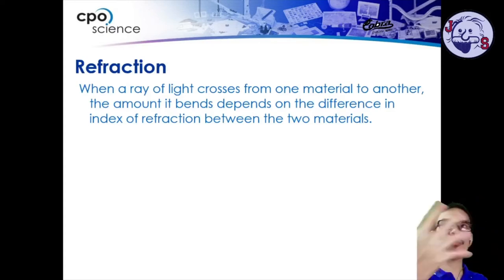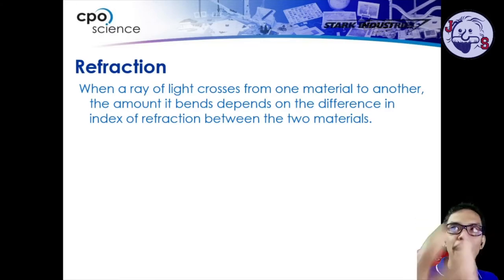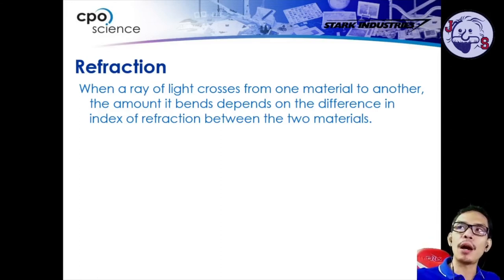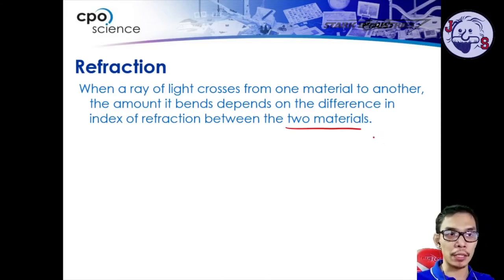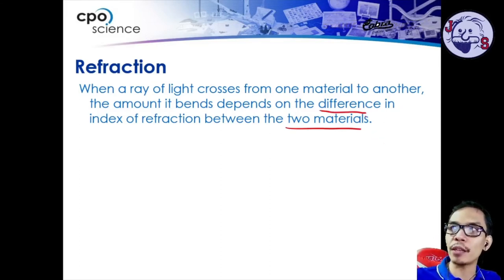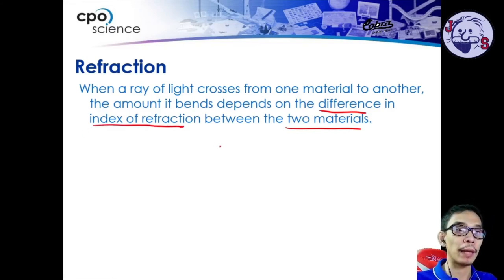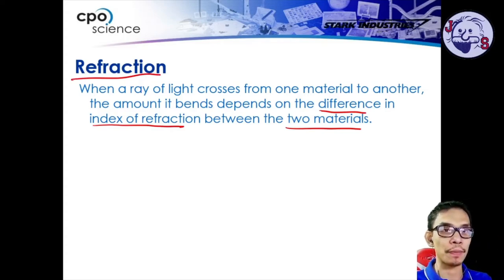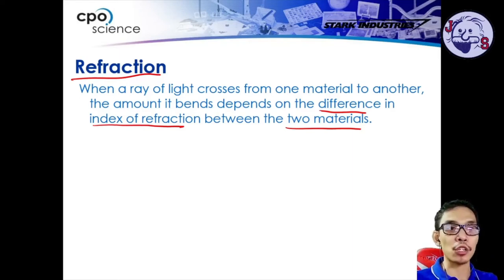In refraction, when a light ray crosses from one material to another, the amount it bends depends on the difference of the index of refraction between the two materials. Again, there should be two materials involved here, and those two materials should be different in terms of index of refraction. Refraction will not happen if the two materials have the same index of refraction. So take note of that. The two materials should have different index of refraction to make refraction happen.